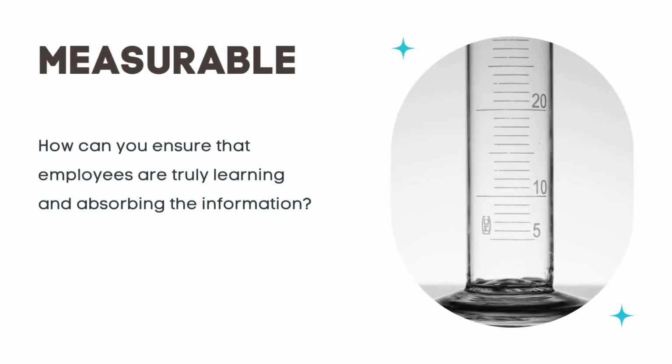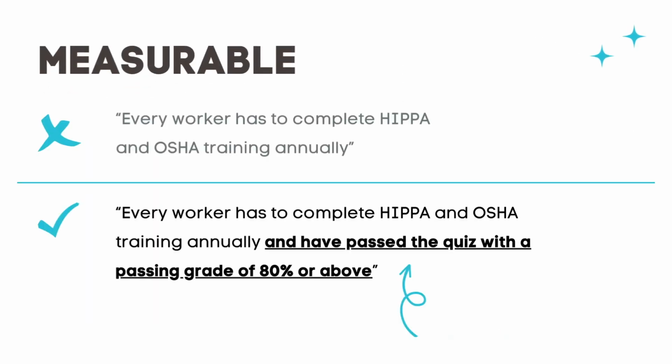M is measurable. You need to make sure that you have real metrics that can be measured to base your goals on. It is important that your platform allows you to capture those metrics. In healthcare, going back to our previous example, every worker has to complete HIPAA and OSHA training annually is somewhat measurable, but what would be better is every worker has to complete HIPAA and OSHA training annually and have passed the corresponding quiz with a passing grade of 80% or above.